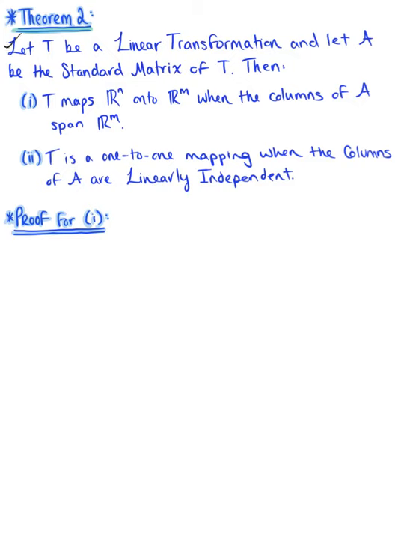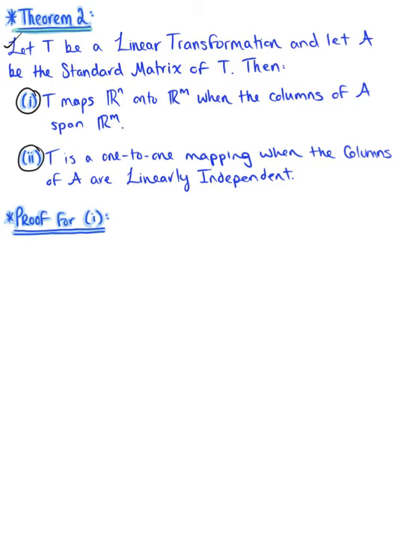We're going to let T be a linear transformation, and we're also going to let A be the standard matrix of T. Then we have the following statements. Statement number one says that T maps Rn onto Rm when the columns of A span Rm. And statement number two says that T is a one-to-one mapping when the columns of A are linearly independent.